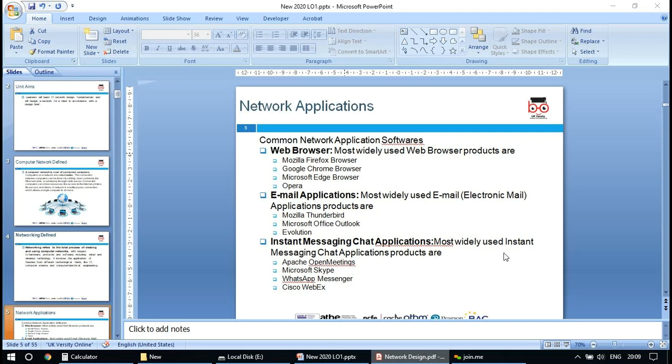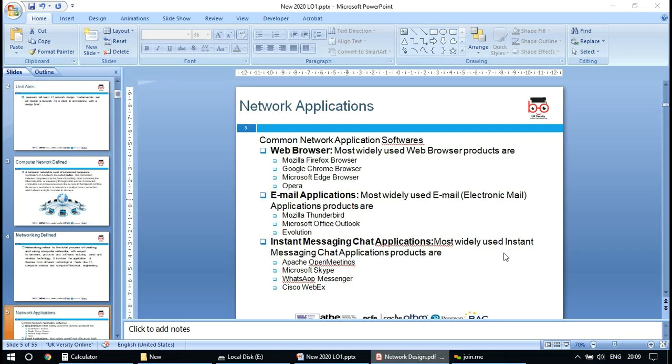For example, the web browsers. The web browsers are especially used for the content of the World Wide Web in the form of pages, which is the HTML. So Mozilla Firefox, Google Chrome, Microsoft Edge browser, previously known as the Internet Explorer, Opera, these are one kind of network application.